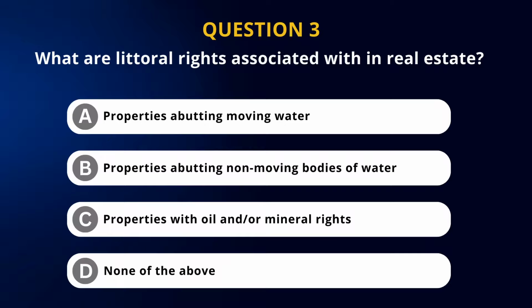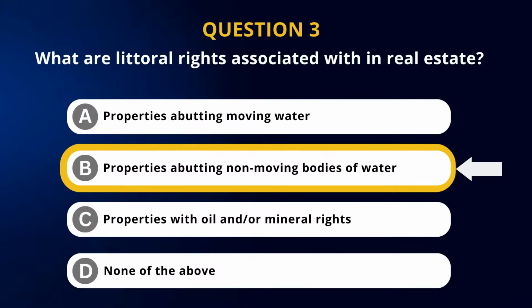And the answer is letter B, properties abutting non-moving bodies of water. So remember, L for littoral, think of the O in littoral for oceans, L for Great Lakes. Think of littoral rights dealing with larger standing bodies of water such as Great Lakes and oceans.